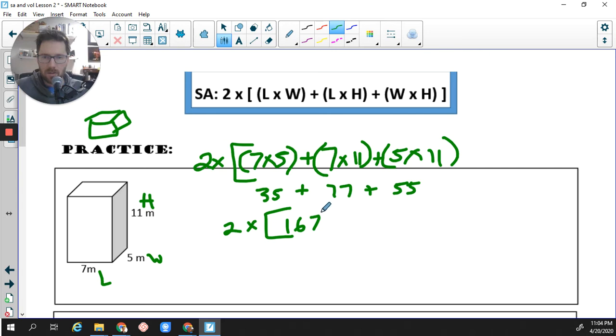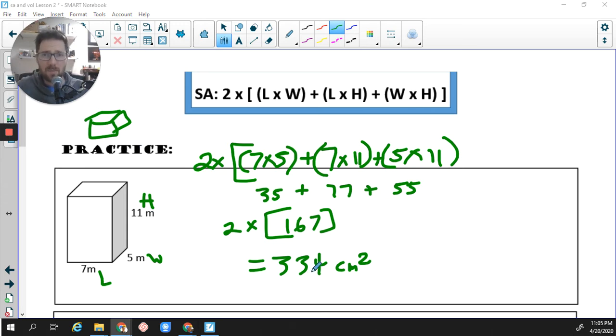Then if we take 167, we're going to multiply it by 2. 2 times 167 equals, I can't do that one in my head. 2 times 167 equals 334 centimeters. What? Yes, centimeters squared.